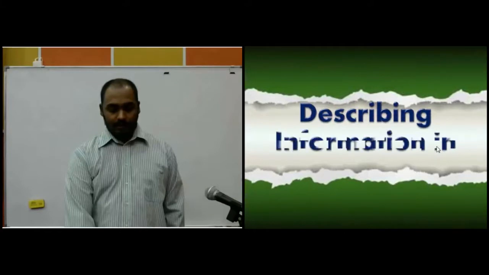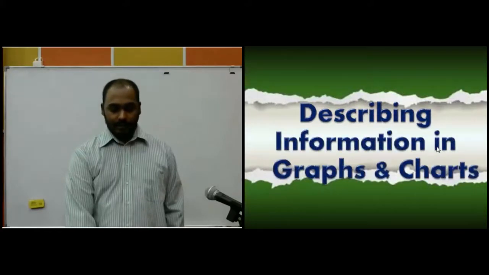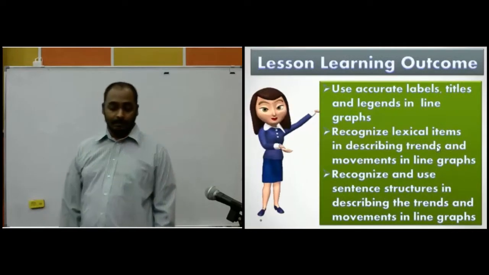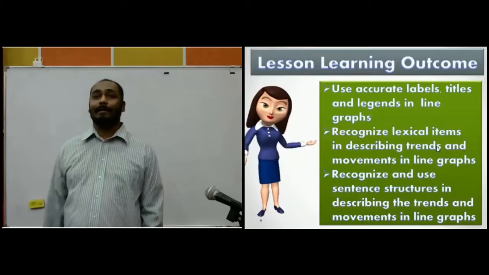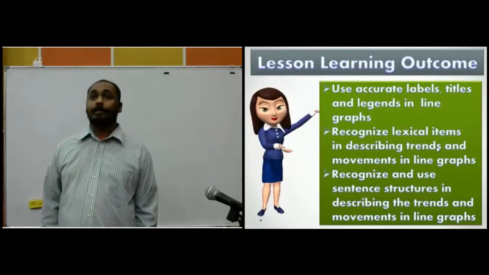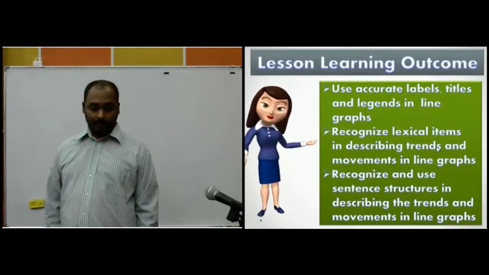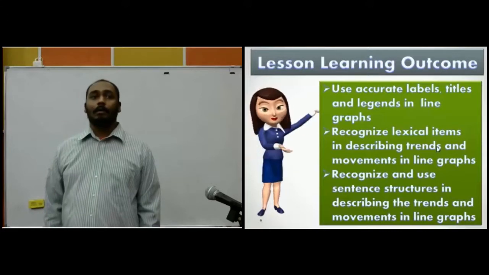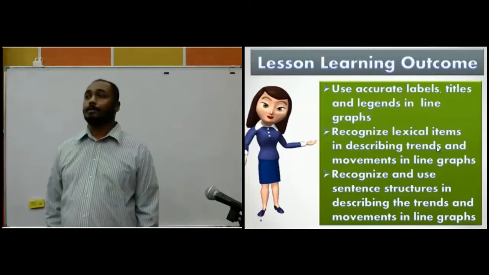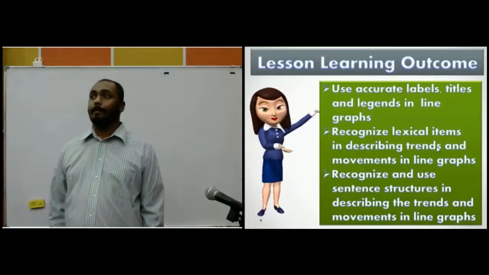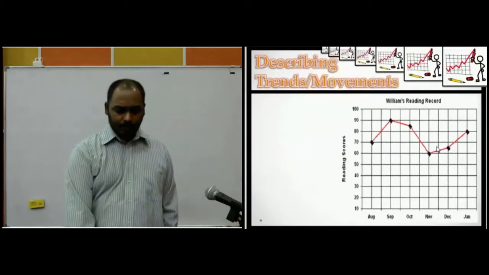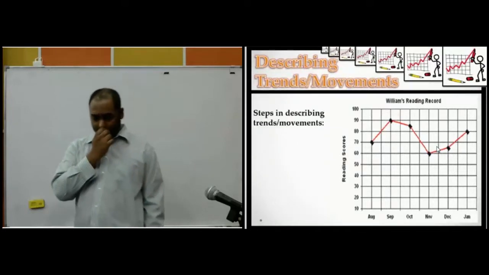Today we are still on describing information on graphs and charts. In the last lesson we focused more on the labels, the title, and the legend. Of course, we don't have a legend, but I've explained to you. We also learned about recognizing lexical items for different trends and movements. Today we are going to look more at sentence structures. This lesson will basically be on the sentence structures. How can you describe them? Let us look at this.